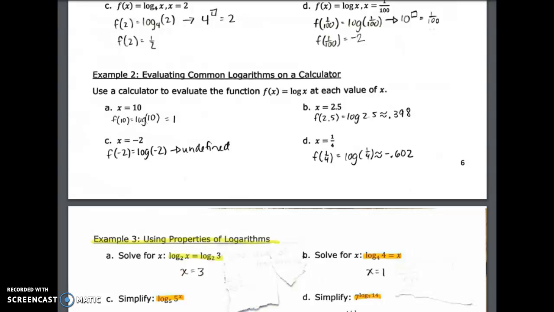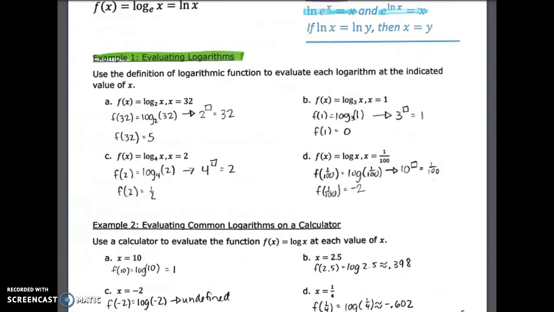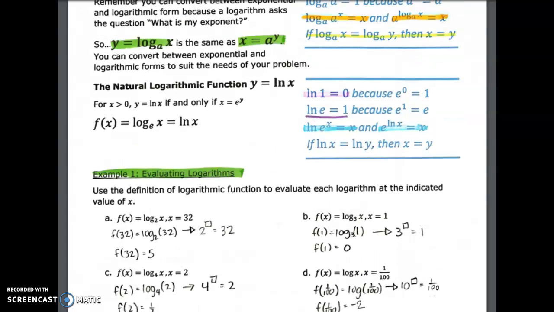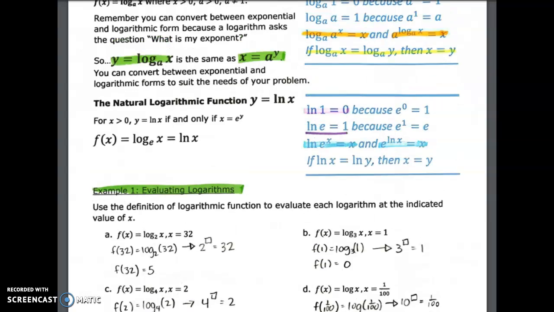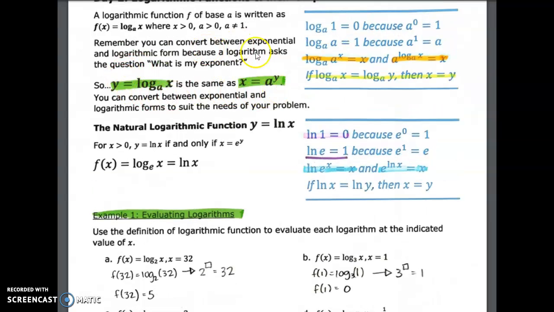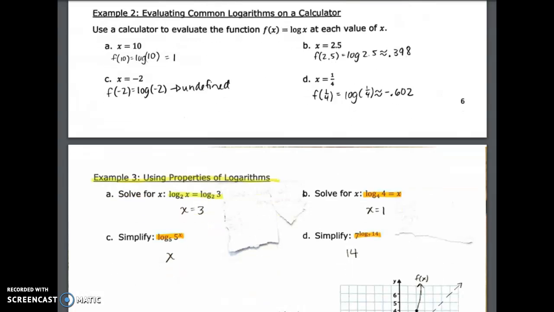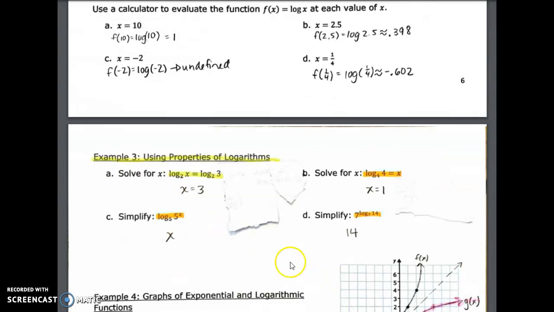So here I tried to color coordinate the properties with the problems that you could see them. So evaluating logarithms, this was all based on converting between logarithmic and exponential form. If we take a look at example 3, we're going to try to apply some of these properties.